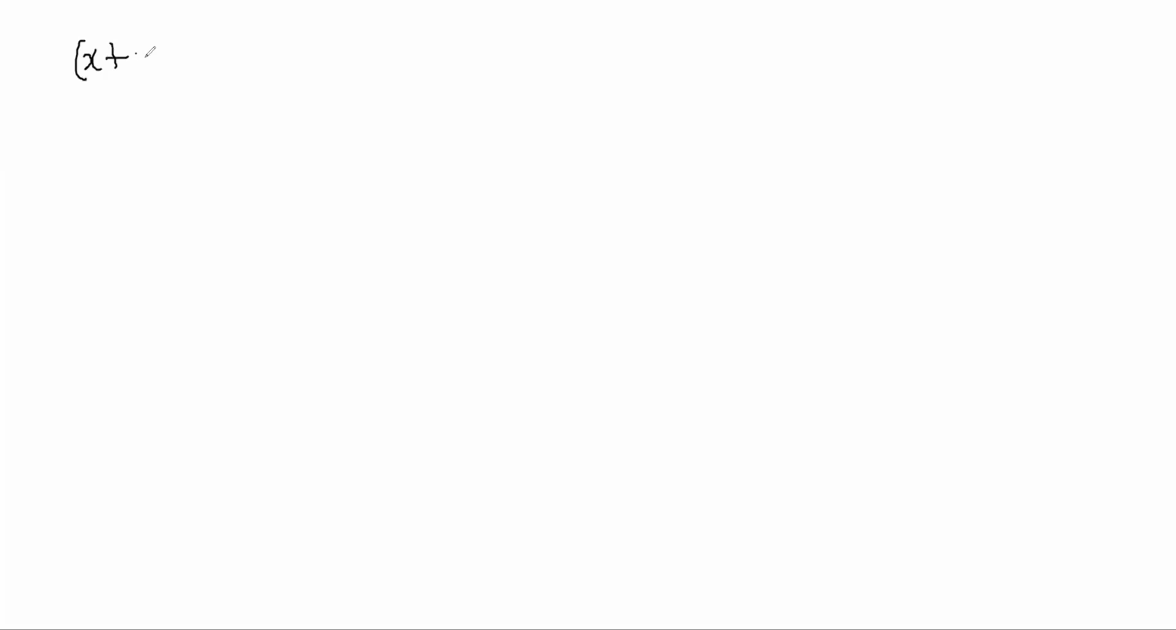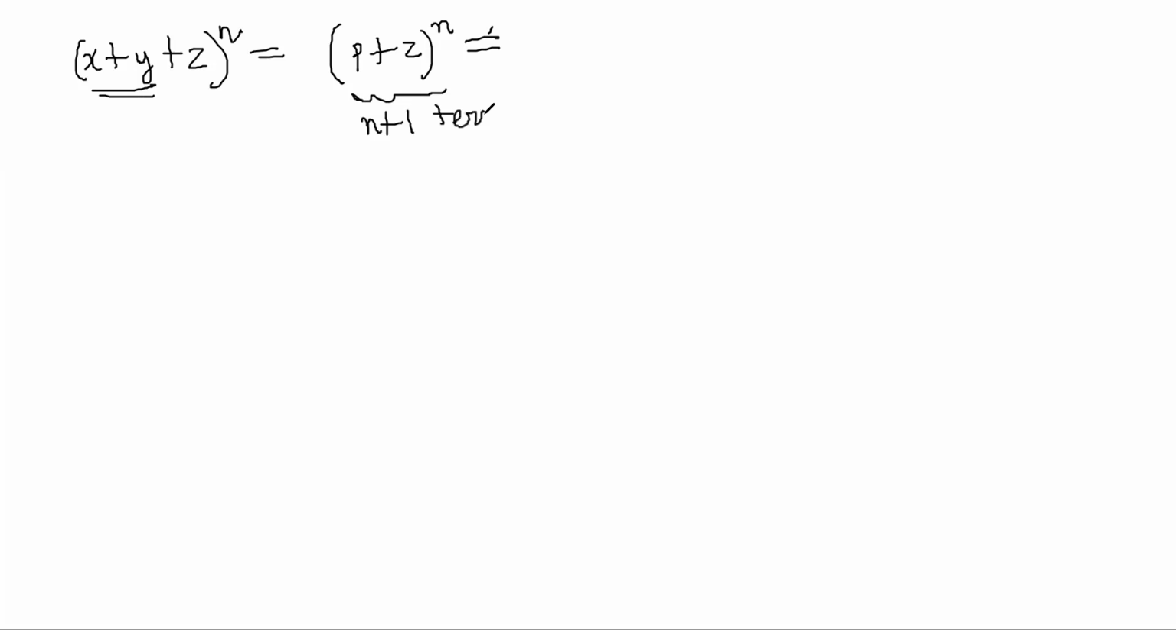So let's say (x plus y plus z) to the power n, right? We will try to figure this out using the binomial theorem only. So what we will do is call x plus y one variable, so we can say this is (p plus z) to the power n. Now we know that there are n plus 1 terms here, right?